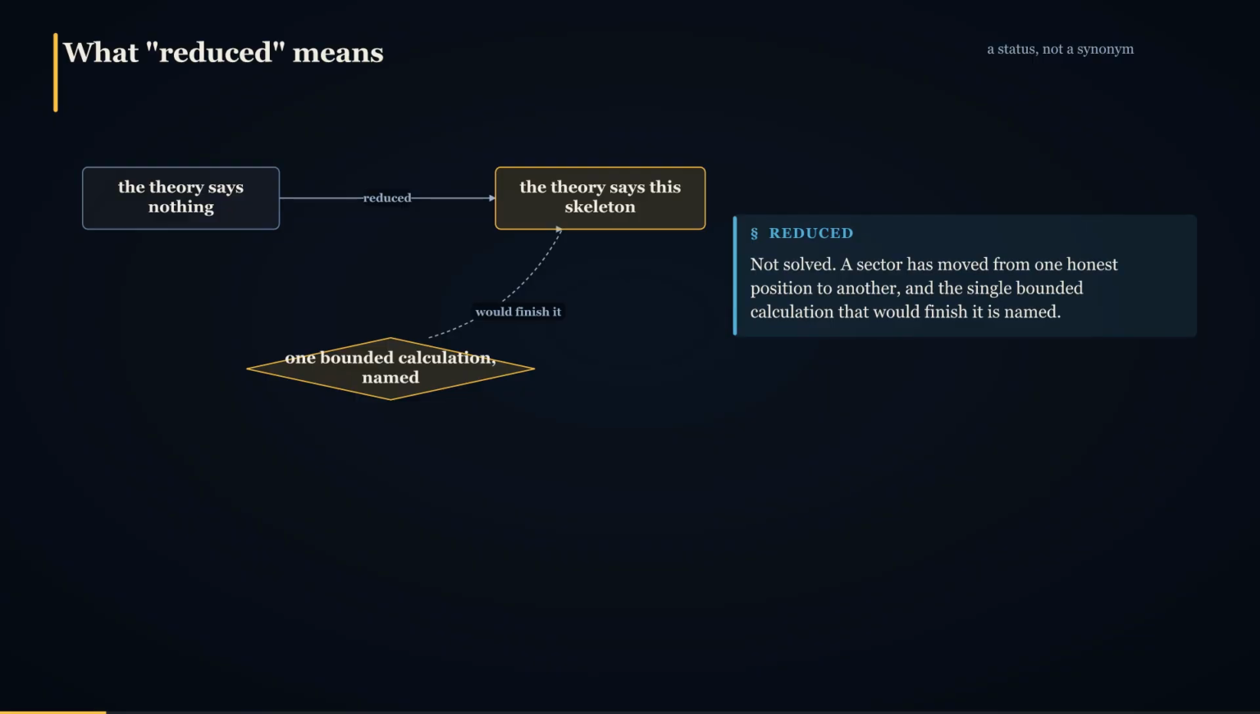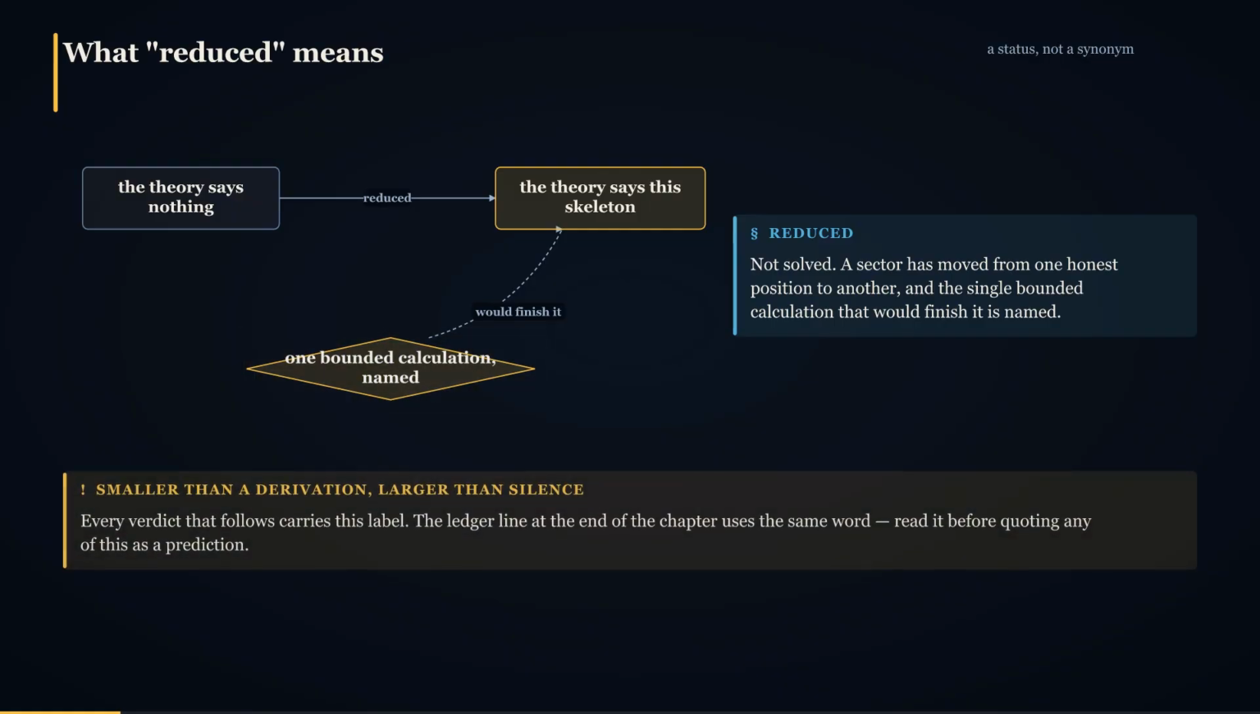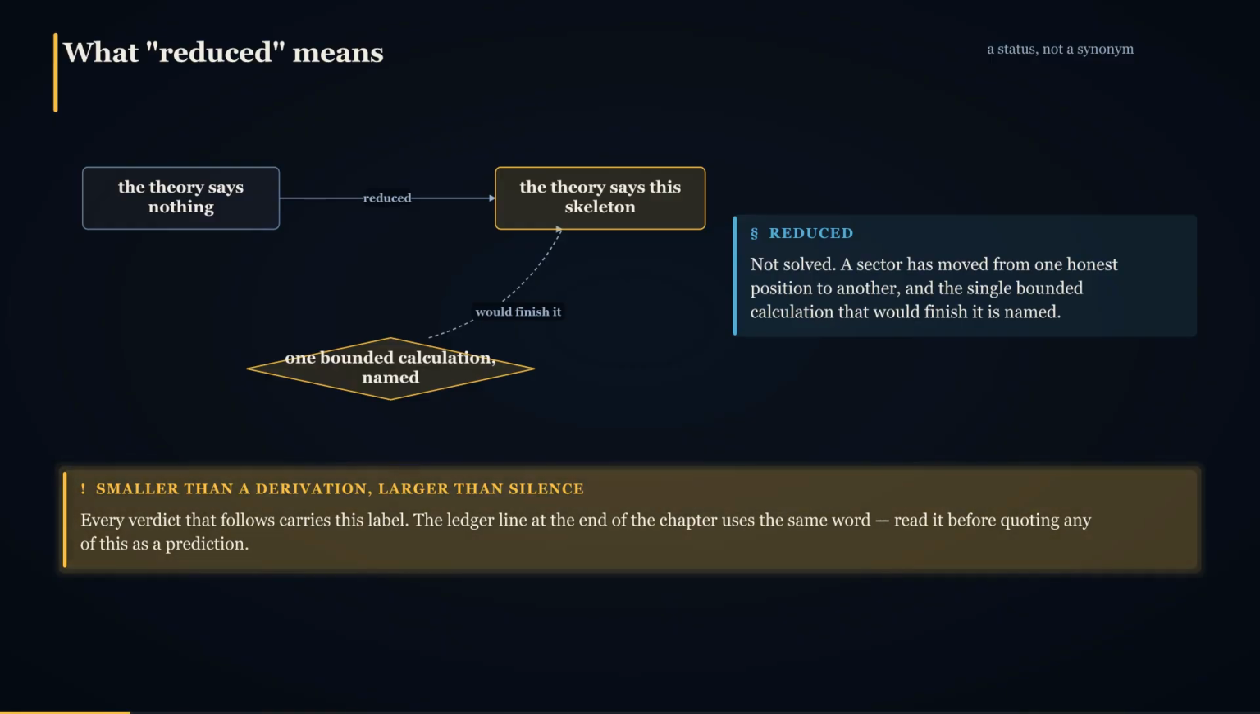Before, the theory says nothing about this. After, the theory says this skeleton, forced by objects already in the corpus, and here is the single bounded calculation that would finish it. That is a much smaller claim than a derivation, and a much larger one than silence. Every verdict that follows carries that label. The ledger line at the end of the chapter uses the same word. Read it before quoting any of this as a prediction.